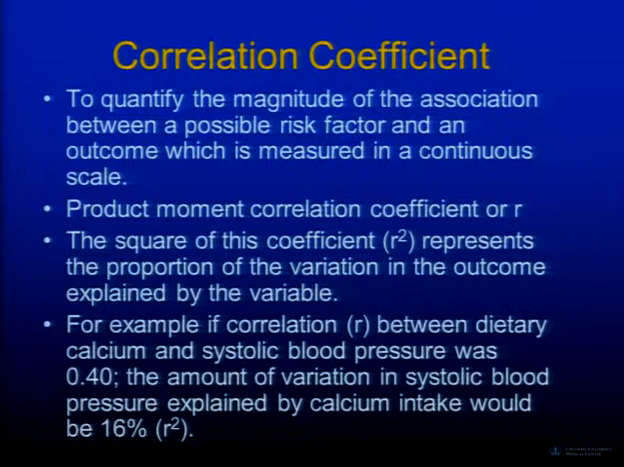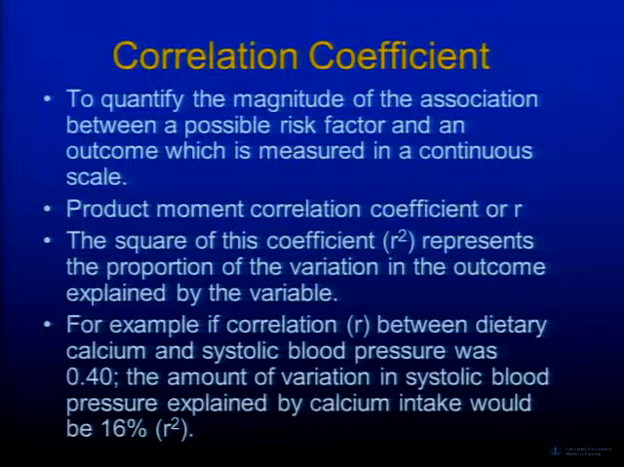So if the correlation there between calcium and systolic blood pressure was 0.4, we would say the amount of variability it explains is R squared, or 16%. So I'm not going to have this on your midterm or anything. I just want you to be able to understand when you read the studies what some of the basics are, as I go through some of the next slides.